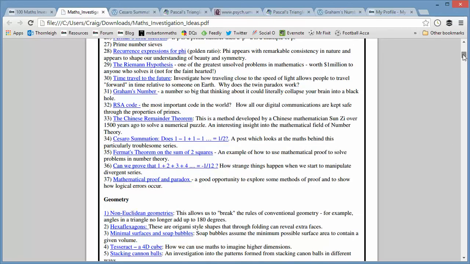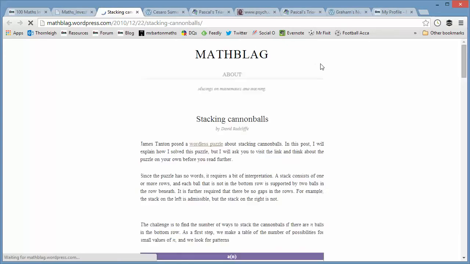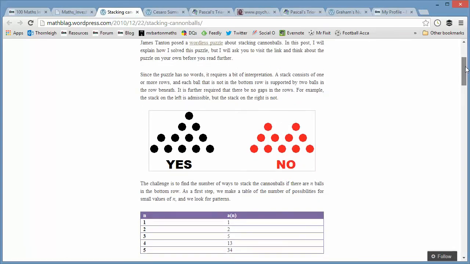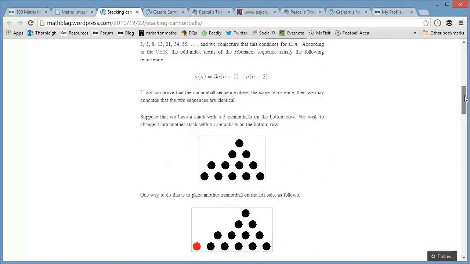Then we get on to geometry, and there are some beautiful geometrical investigations into the fourth dimension here with the tesseract. Stacking cannonballs is wonderful. Let's just have a look at this actually. Again, I could get carried away and go on about this all day. A wonderful investigation into all the different ways of stacking cannonballs and the relationships between them that I certainly wasn't aware of before.